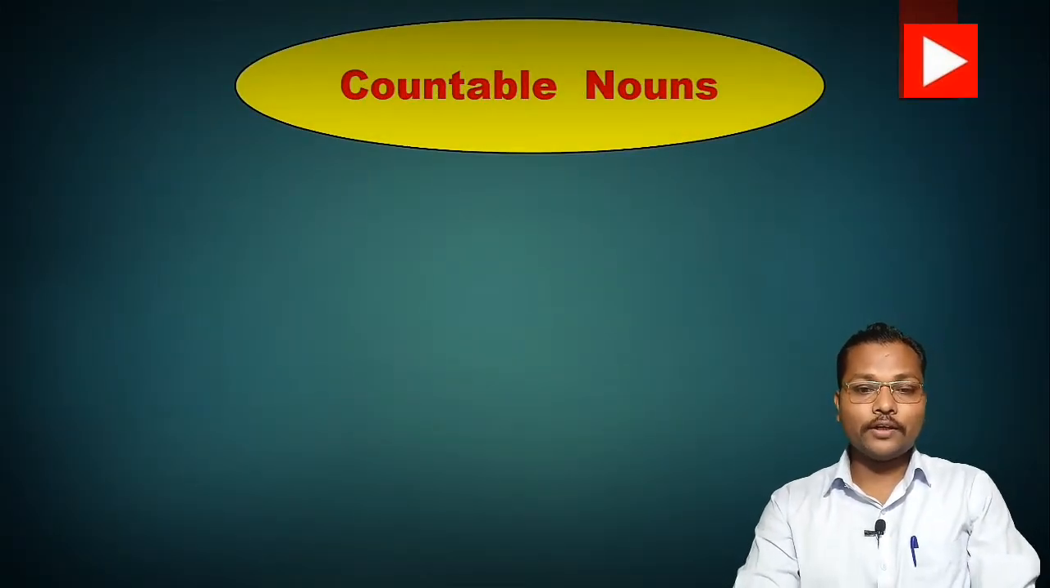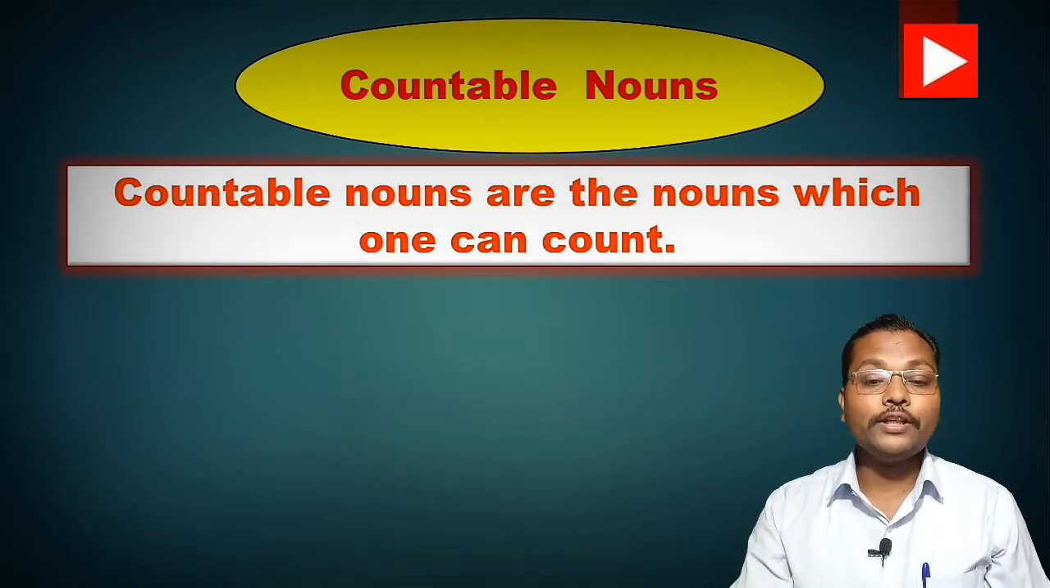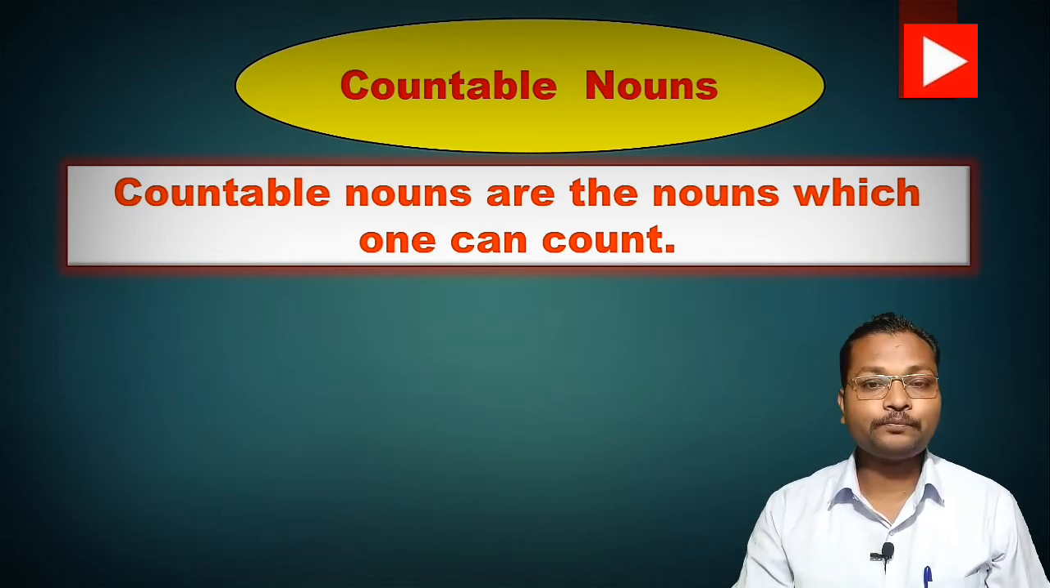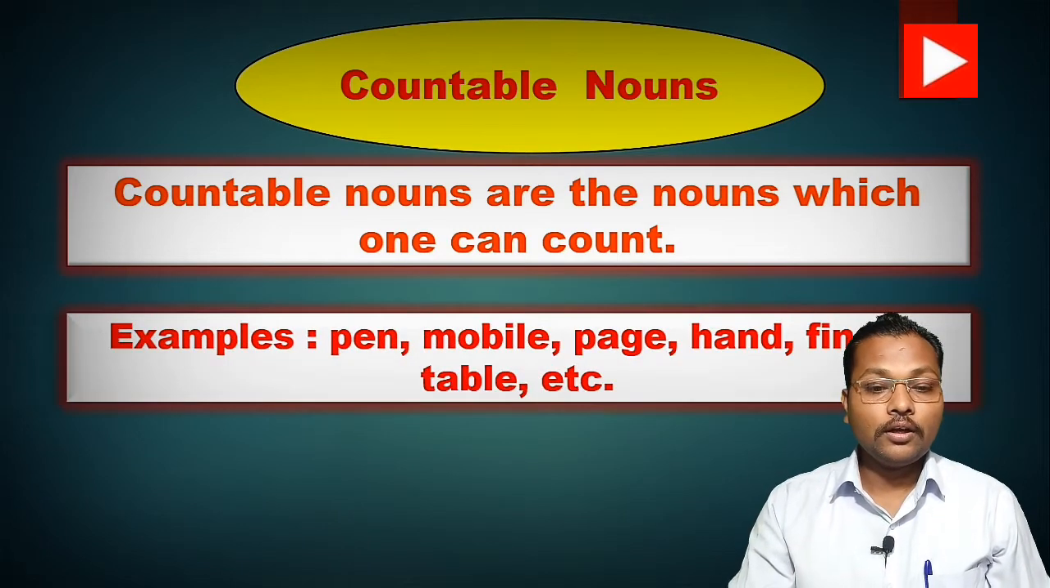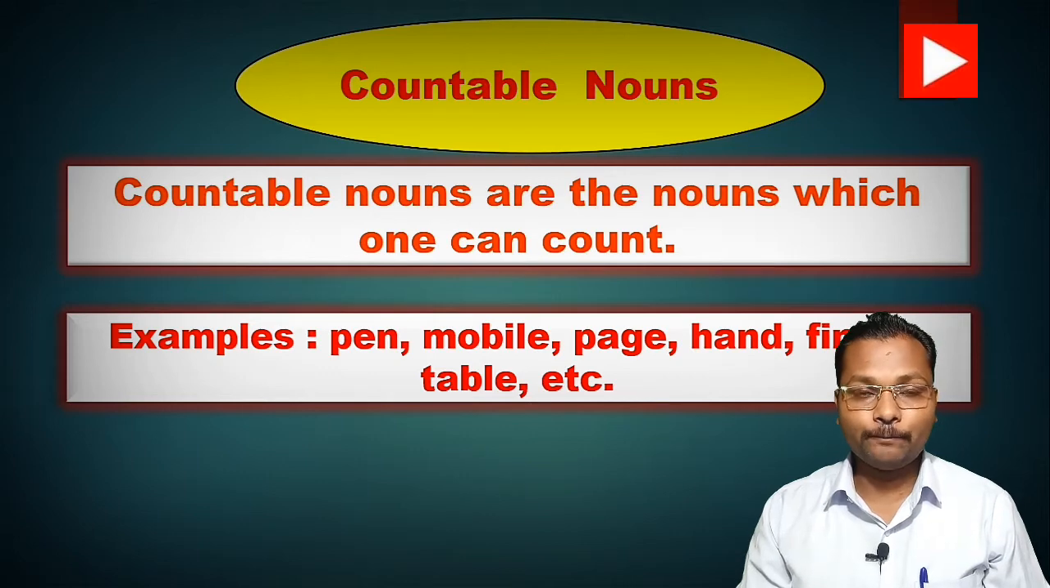First of all, let's see what is countable nouns. Countable nouns are the nouns which one can count. Counting means counting by using numbers like 1, 2, 3, 4, etc. For example, pen, mobile, page, hand, finger, table, etc.